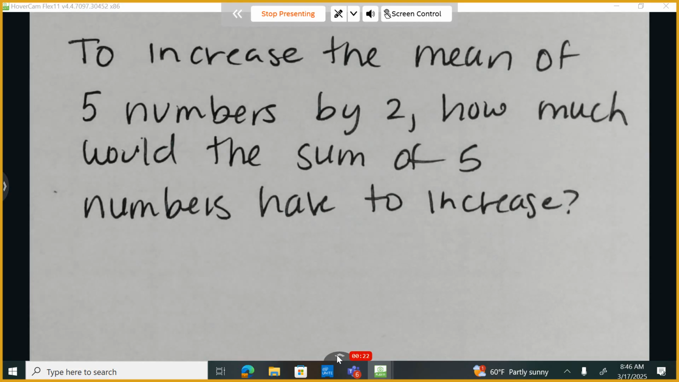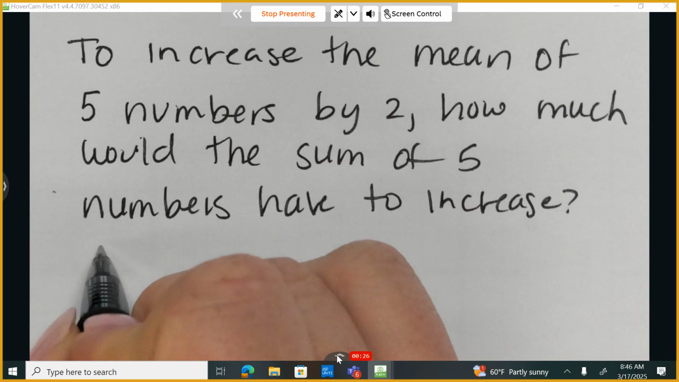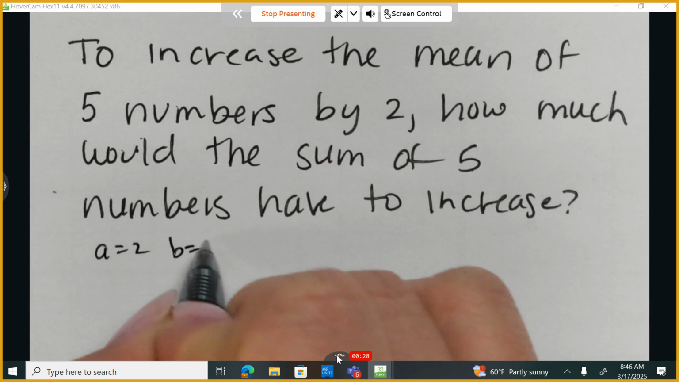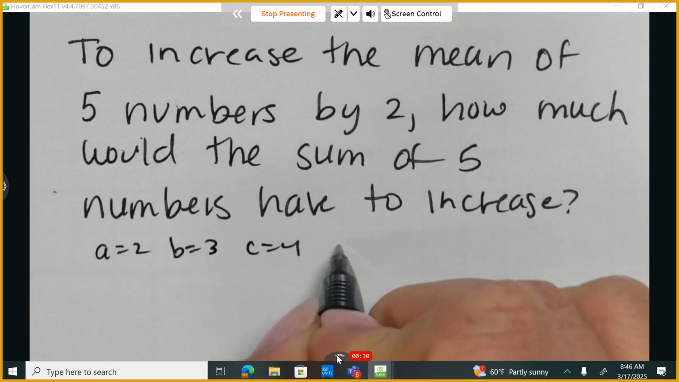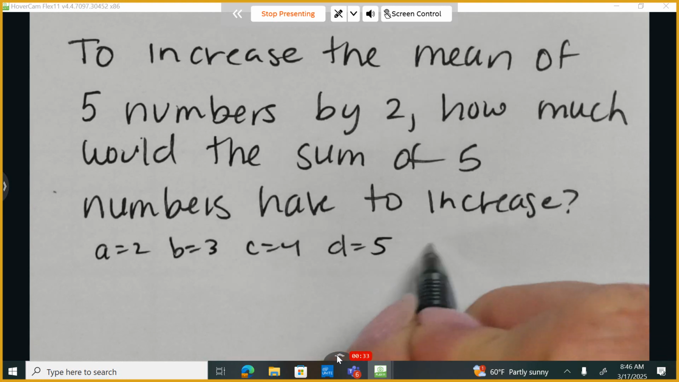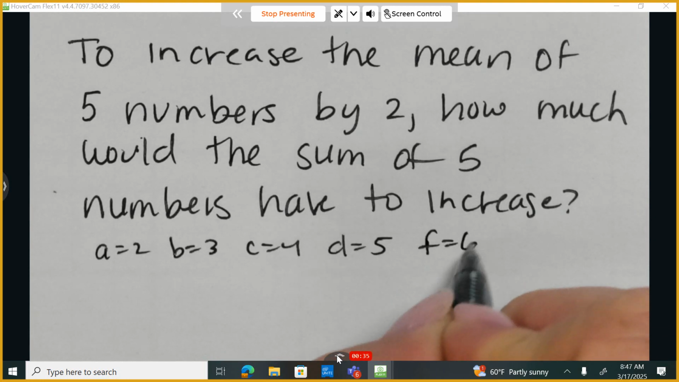So for a lot of students, it helps to choose arbitrary numbers. I'm going to choose 5 numbers. I always exclude 0 and 1. So A is 2, B is 3, C is 4, D is 5, and E is 6.